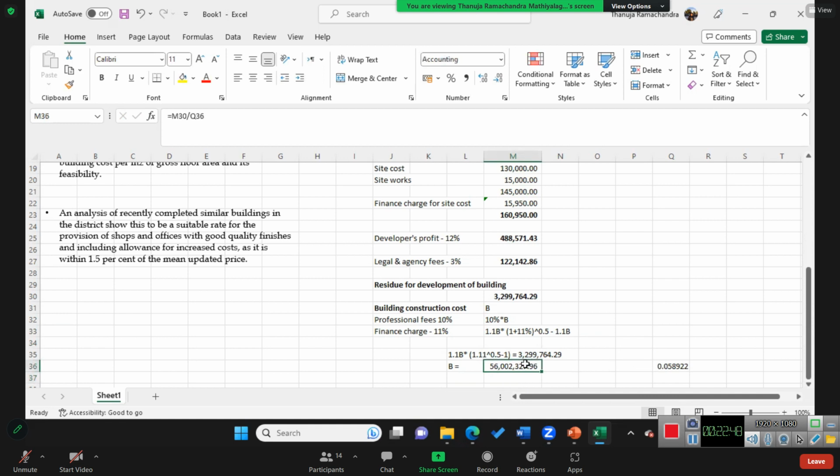The residual development of building, that is 3.299 equals B plus the professional fee plus financial charges. Yes. B plus, and you need to add 1B, madam. Wait a minute.